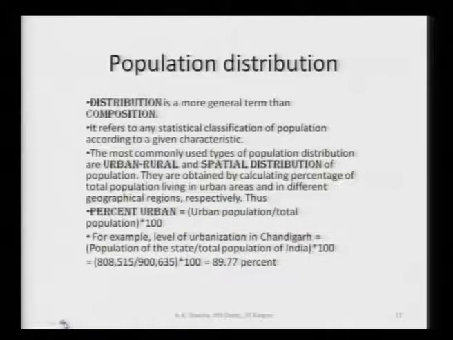For example, the level of urbanization in Chandigarh should be the urban population of the state of Chandigarh divided by the total population of Chandigarh into 100, and that comes out to be 808,515 divided by 900,635 into 100, or 89.77%. That means 89.77% of the population of Chandigarh state is living in urban areas, and the rest, nearly 11%, is living in rural areas.